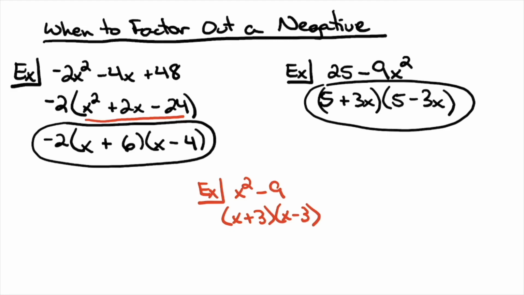So two quick examples there, when it's appropriate to factor out a negative and when you should not factor out a negative.